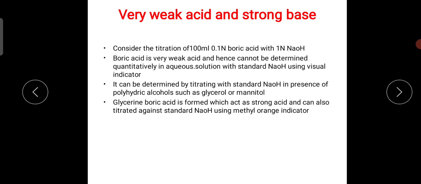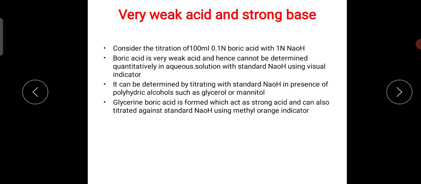Next one, very weak acid and strong base. Here the very weak acid is boric acid and the strong base is NaOH. Actually, we cannot directly titrate this. First of all, we treat it with a polyhydric alcohol such as glycerol, mannitol, etc. So we get glycerin boric acid, which is a very strong acid. Then we titrate it again with standard NaOH using a suitable indicator, that is methyl orange.